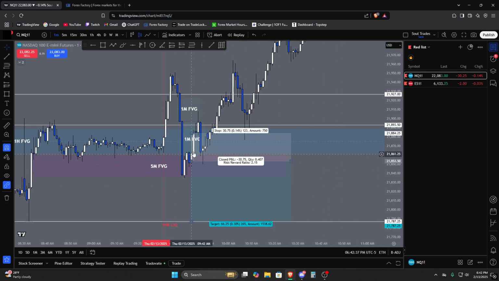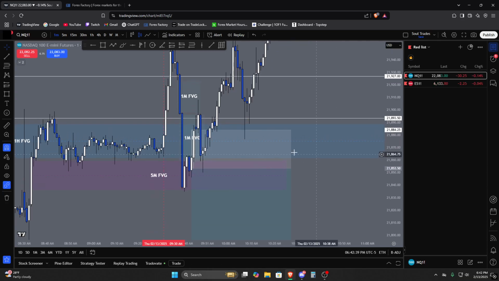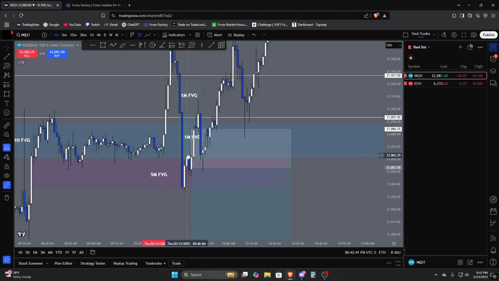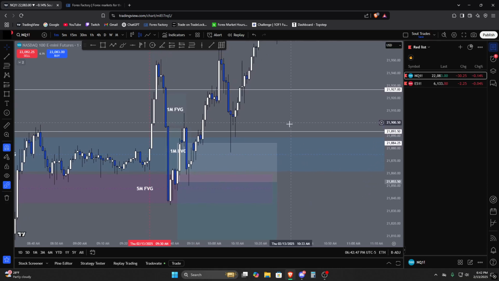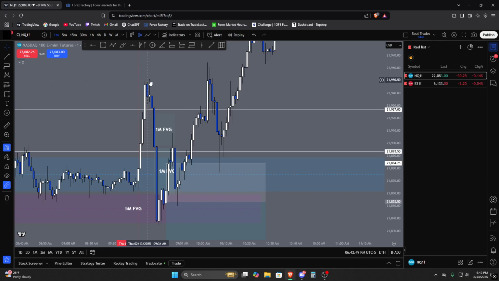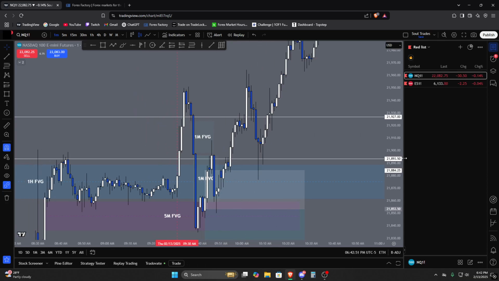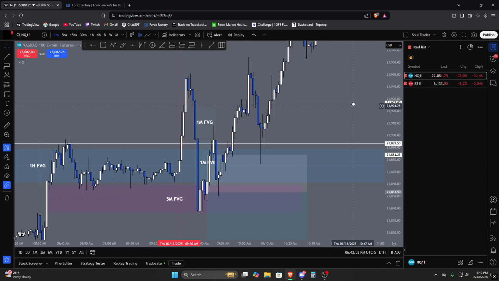And then we had a breaker structure right here, which stopped me out because I entered a short. But yeah, we break the structure right here, and then a fair value gap right here, and you could have entered off of that, caught a winning trade up to these highs right here. But yeah, ended up capturing a loss today.